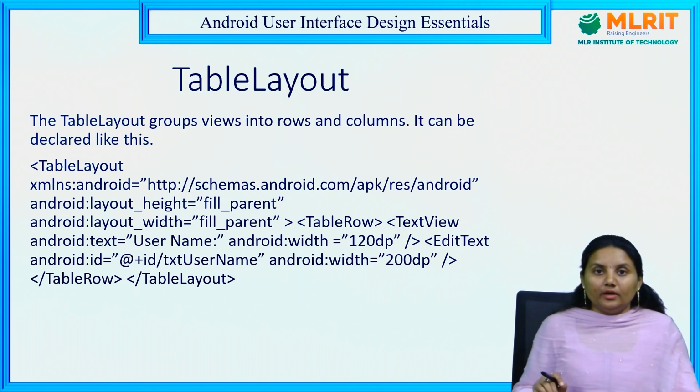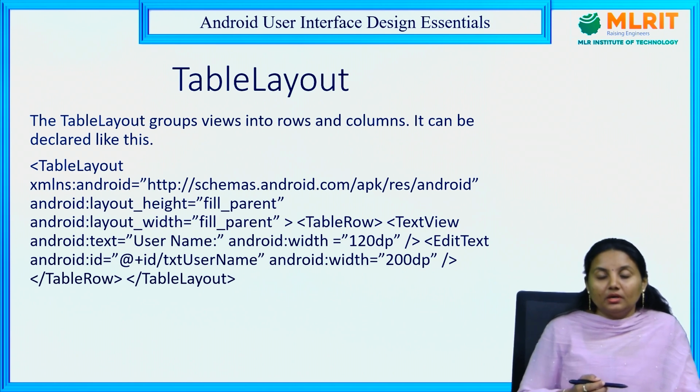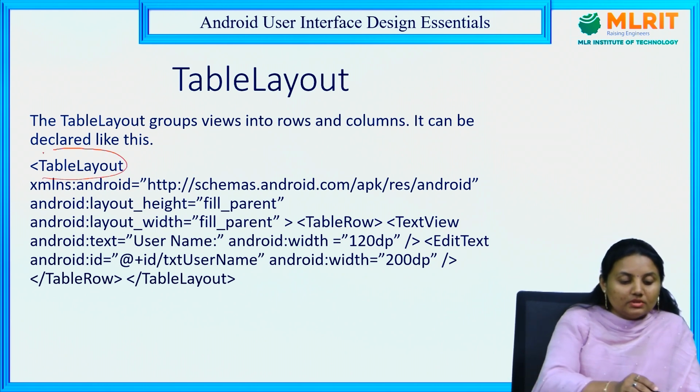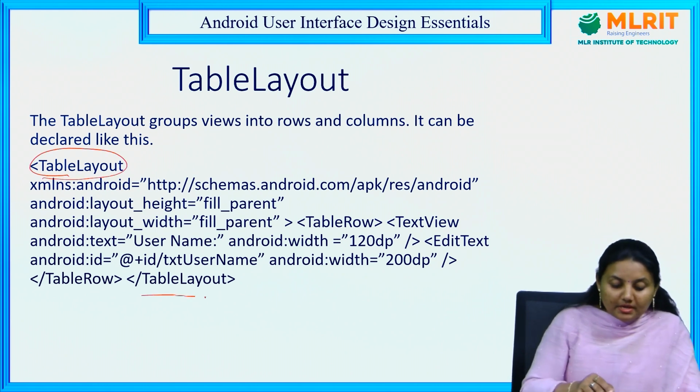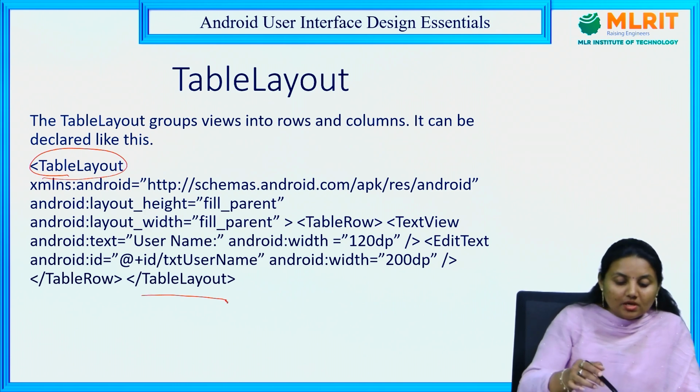Next, table layout. Coming to the table layout, if we have to arrange the data in the form of rows and columns, then we have to use this table layout. Close the table layout at the end. In between, you have to give the same properties again. One is xmlns, that's the namespace. Layout width and layout height, these are the two common ones.